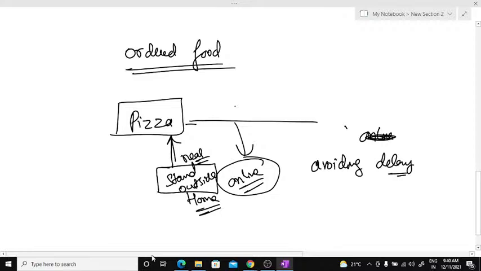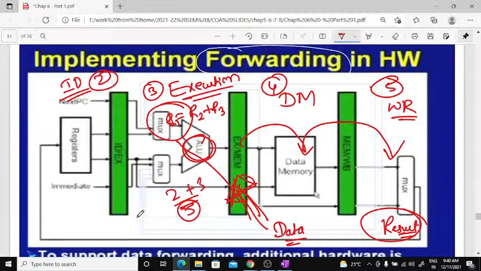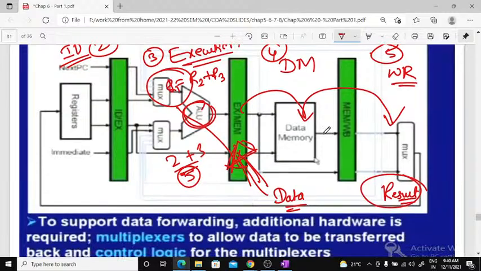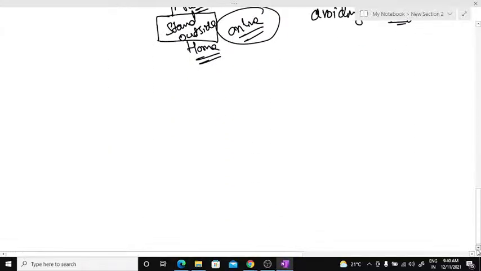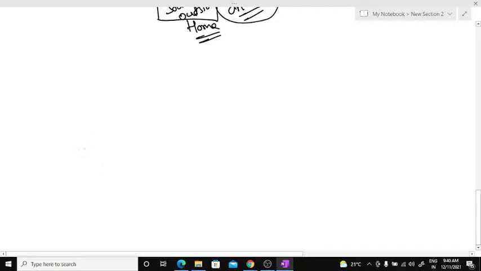So the main thing here is you are getting the data immediately, instead of waiting, instead of following all the procedures. Sometimes, like, to get some documents and all, to get some authorized or signed document.